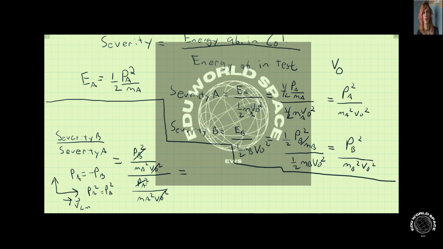And so that means we have 1 over m_B squared divided by 1 over m_A squared, which means this is m_A squared over m_B squared, flipping the reciprocal. We just bring our square out to match what we see in the textbook, and we see that the answer, how much more severe the accident is for car B compared to car A, is the ratio of the masses of car A to car B, all squared. And that's it.